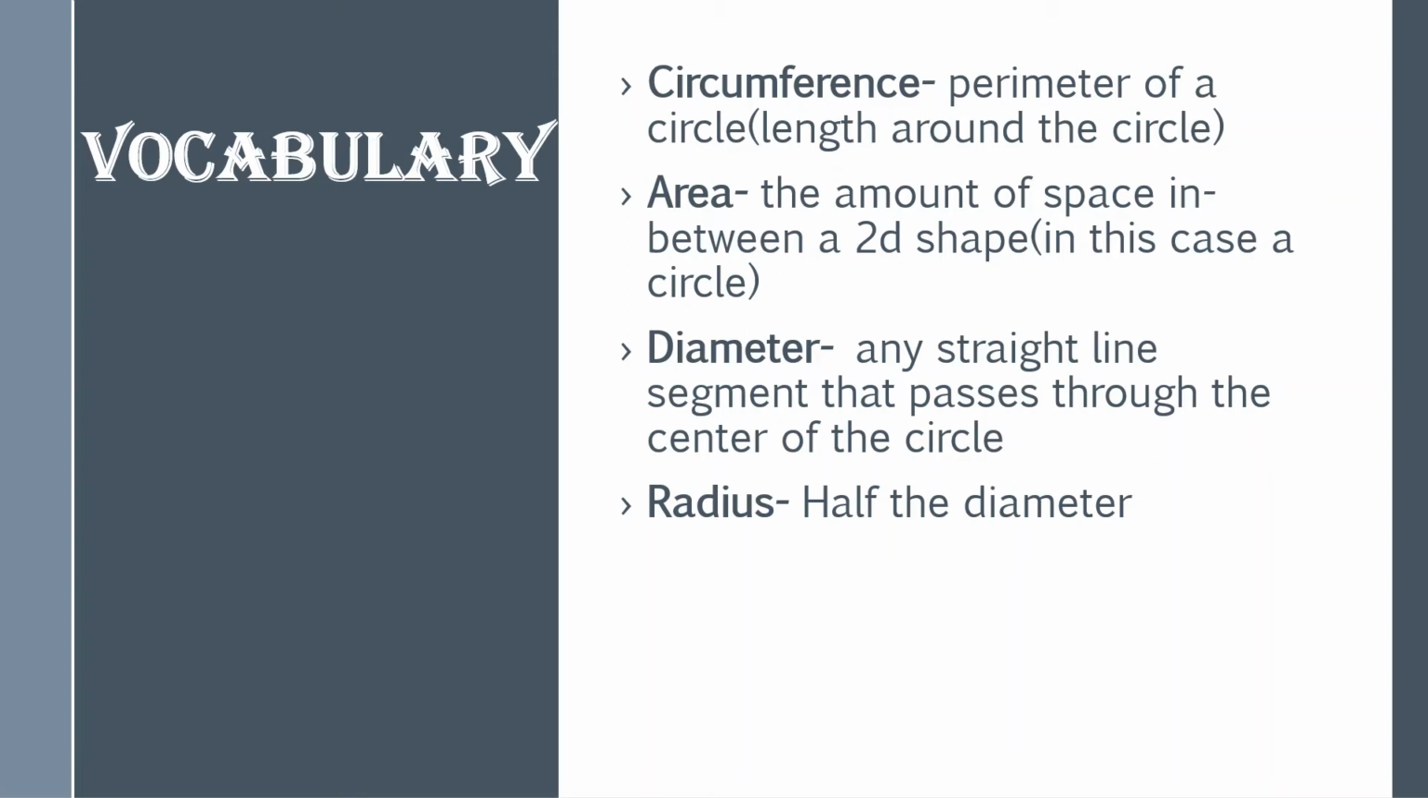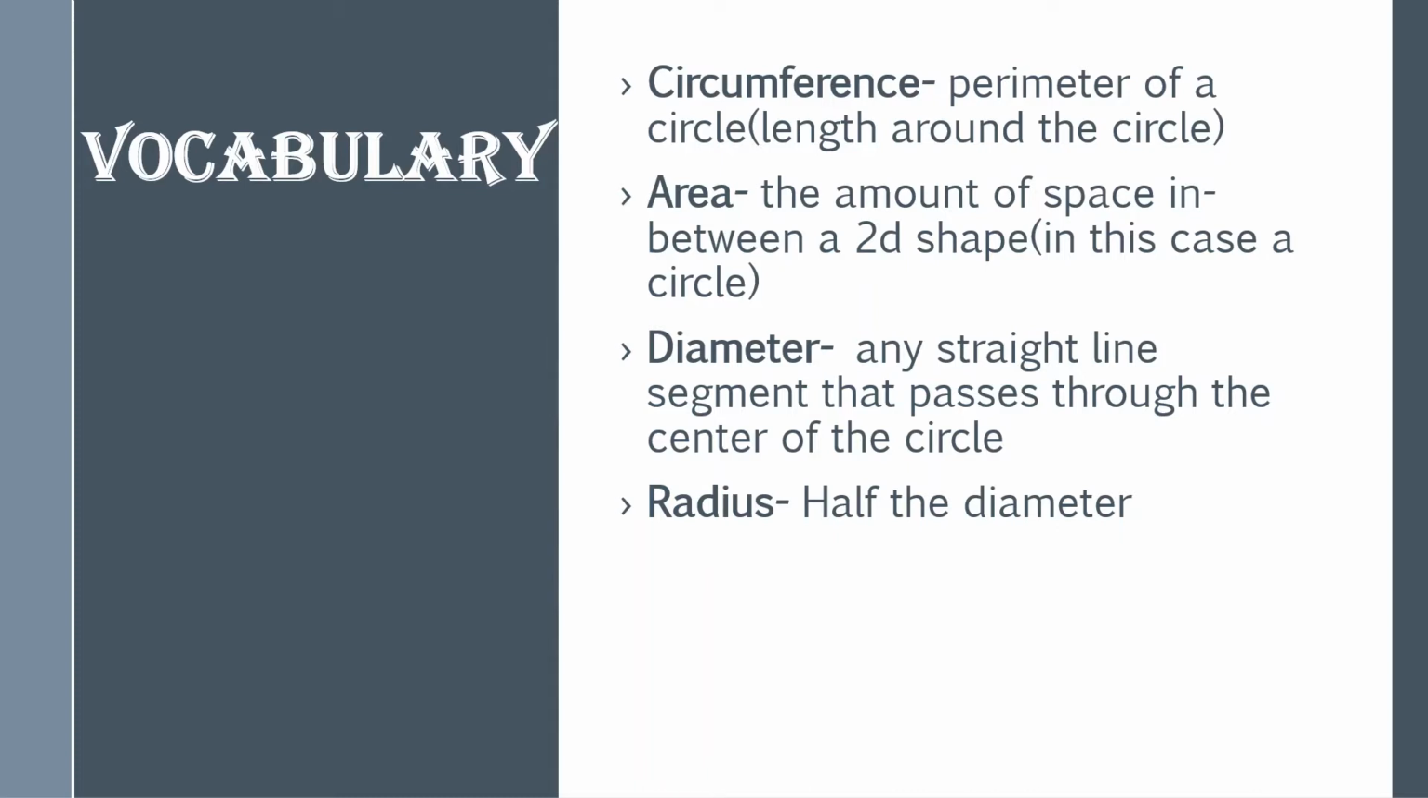The first word is circumference, which is the perimeter of a circle, or the length around a circle. If this is confusing to visualize, the next slide will show you what exactly the circumference is, because the next slide just has a picture and labels all these vocabulary words.